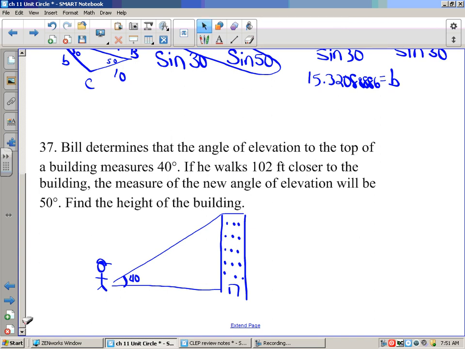Then it says, our Bill, he walks closer. How much closer? He walks 102 feet. And he looks up again. Pardon my straight line here. And that angle is now 50 degrees. What they want to know is the height of the building.